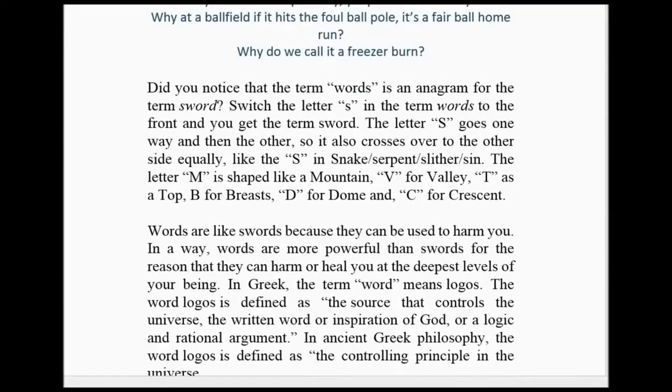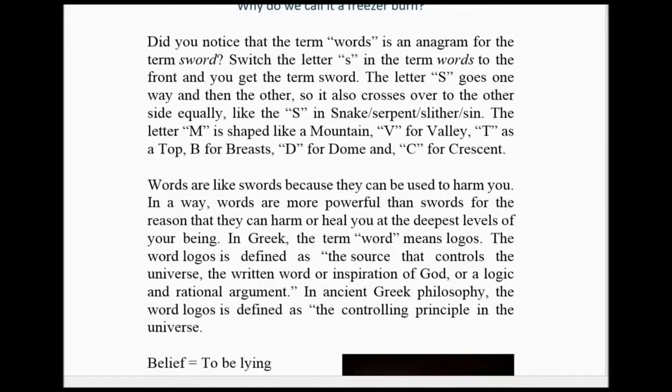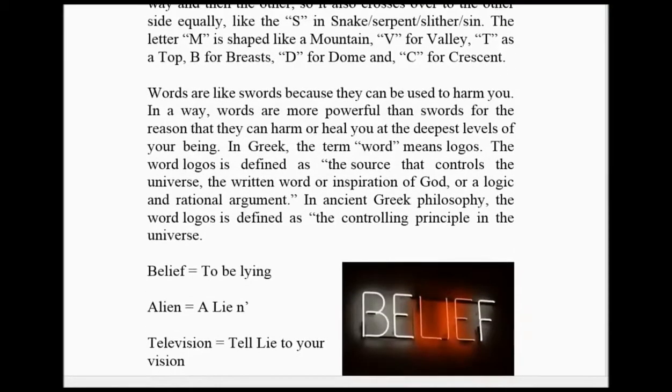Did you notice the term words is an anagram for the term sword? Switch the letter S in the term words to the front and you get the term sword. The letter S goes one way and then the other, so it also crosses over to the other side equally and can go both ways, like the S in snake, serpent, slither, sin. The letter M is shaped like a mountain, V for a valley, T as in top, B for breasts, D for dome, and C for crescent. Do you think this is by mistake? Do you think this just happens? No, this is all by design, folks.